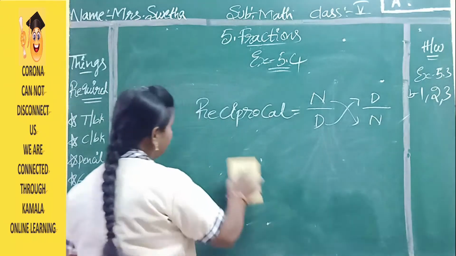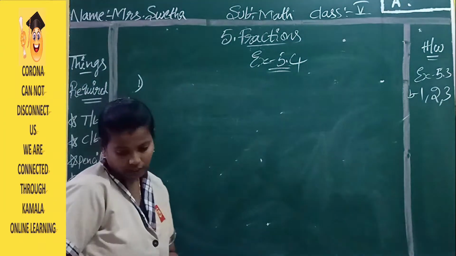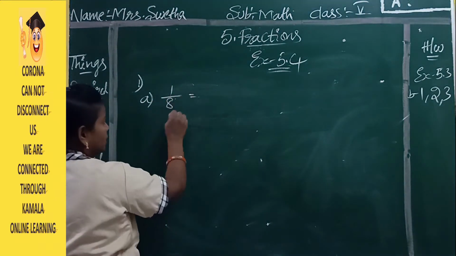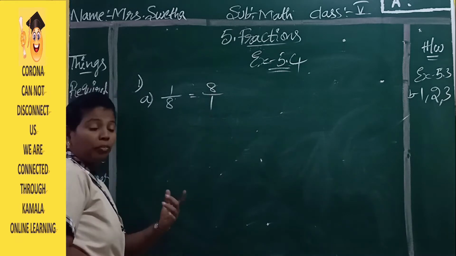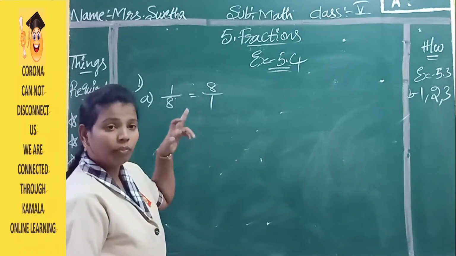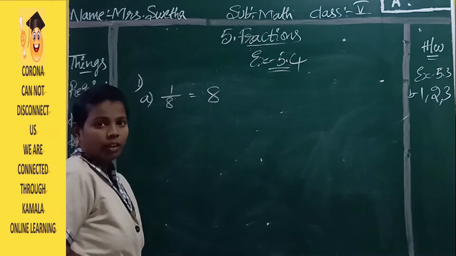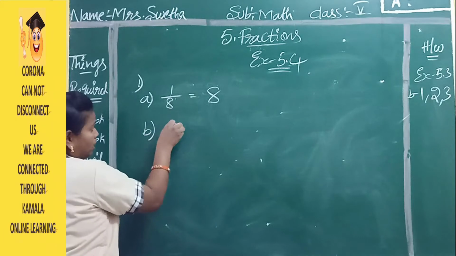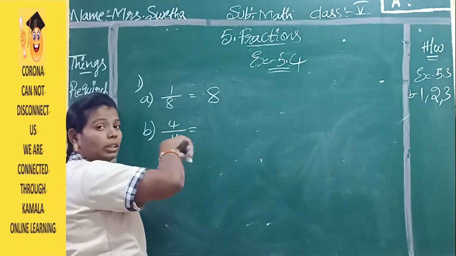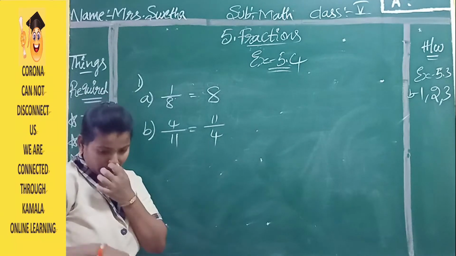So exercise number 5.4. The first bit you have here is 1 by 8. So the reciprocal of this, what will you get? 8 by 1. I said already that if the denominator is 1 we will not consider it; we will just take it as the whole number. The second one is also in the same way. 4 by 11 is there, no? For the reciprocal, the numerator will come to the denominator place, and the denominator will come to the numerator place. So 4 by 11 will become 11 by 4.